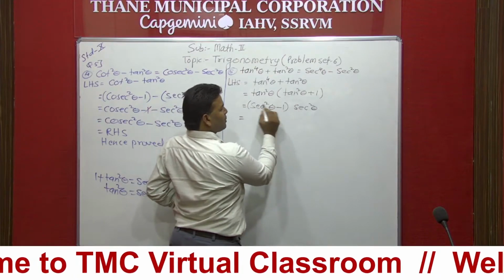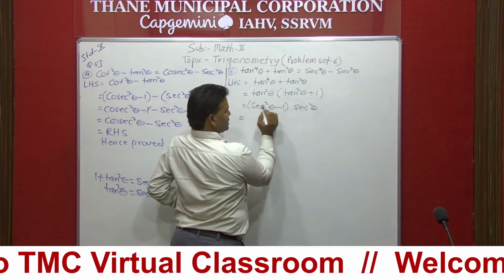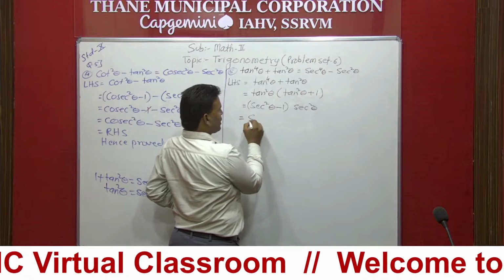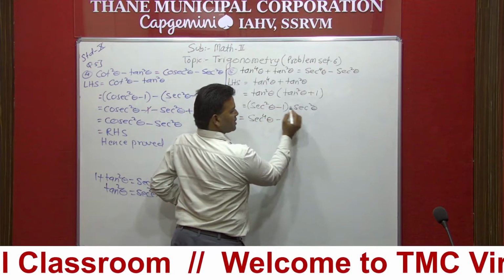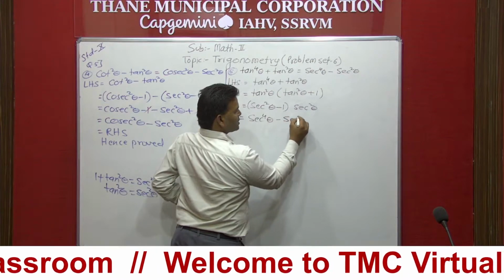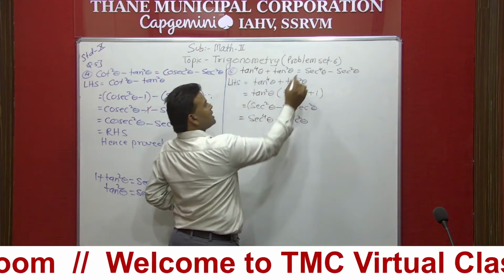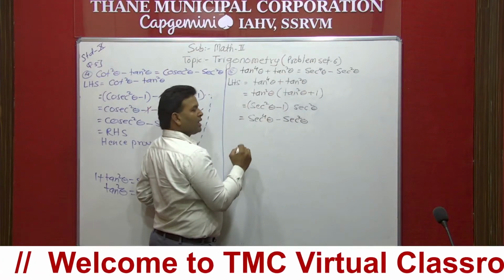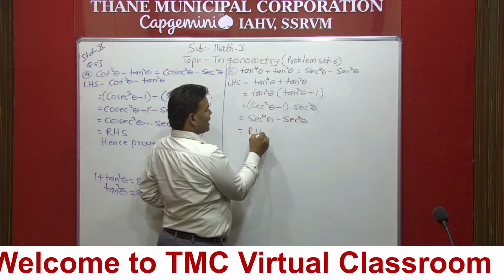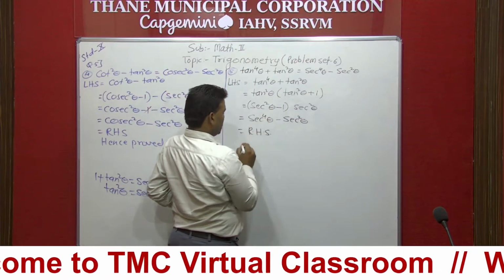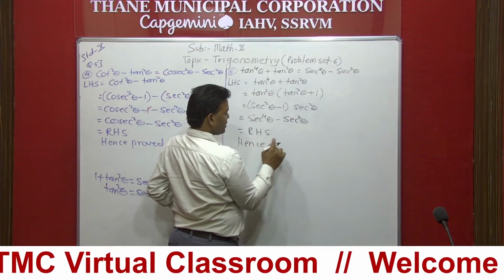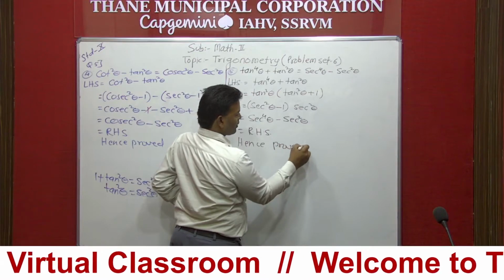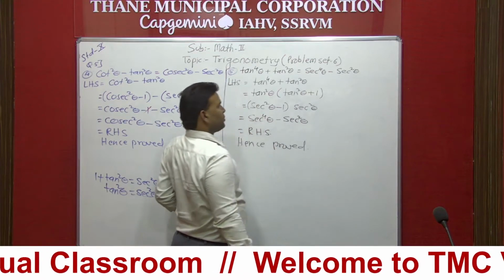Now see, I will multiply this into this. Sec square theta into sec square theta will become what? Sec power 4 theta. Minus this into this, what happened? Sec square theta. And finally, this is our proof. See, here I have got the right hand side. And here I will write hence proved. Now the question is completed.